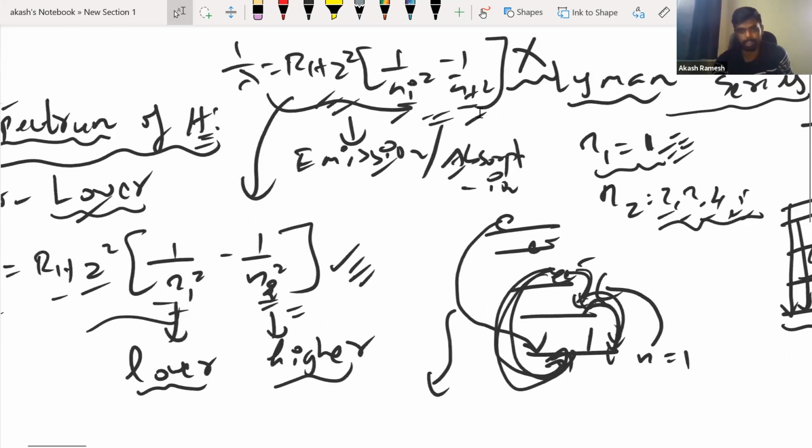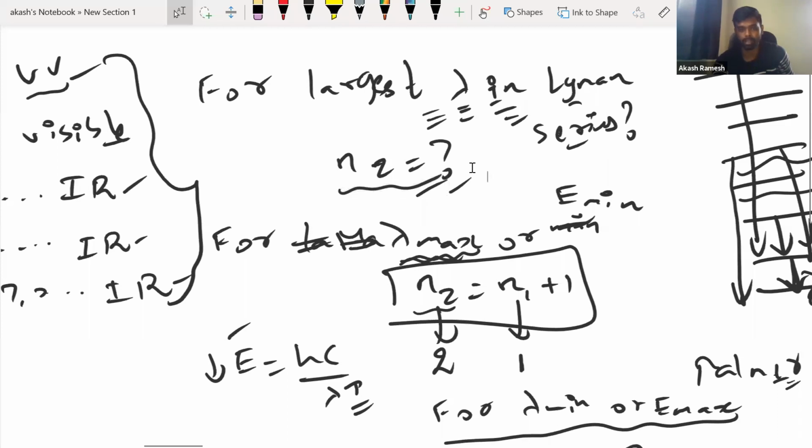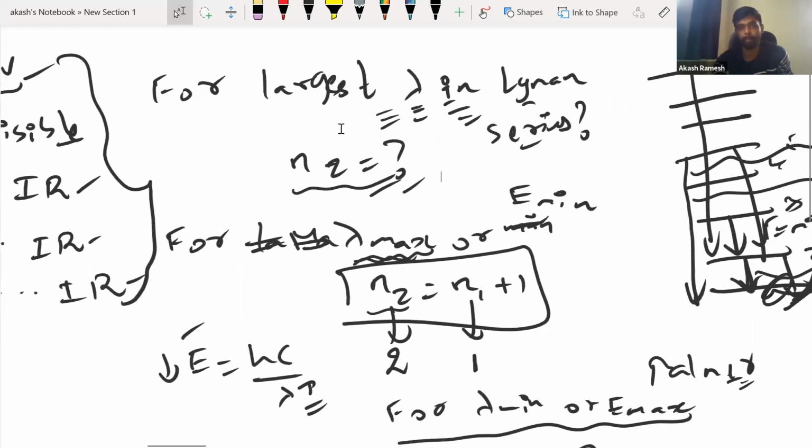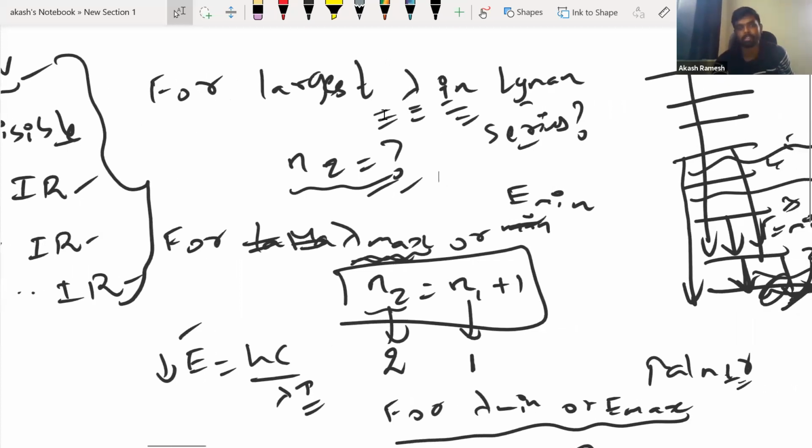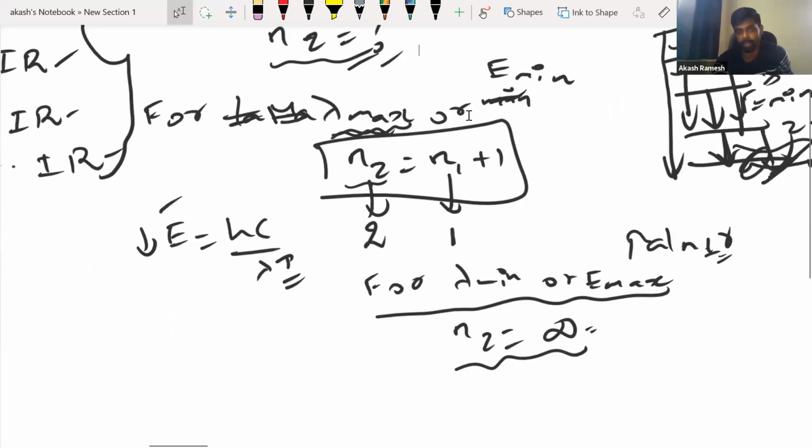For the largest lambda, that is, for lambda maximum, N2 should be... Oh, it's here. I'm sorry. We'll start with this. For lambda max, that is for the maximum value of wavelength, you can look at the formula E is equal to hc by lambda. So E and lambda are inversely related. You can see E and lambda are inversely related, right? So the highest lambda means the minimum value of energy.